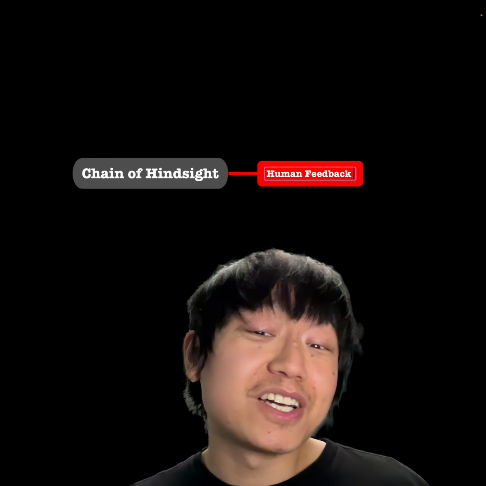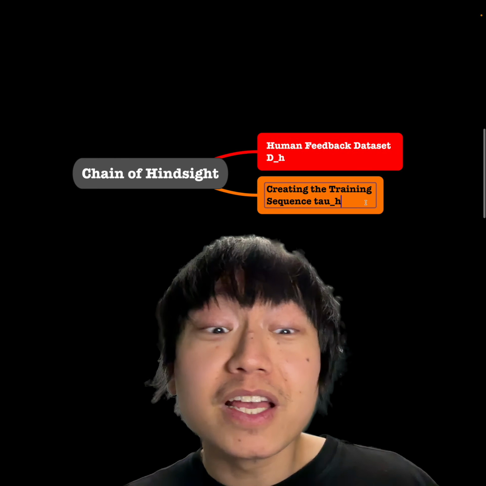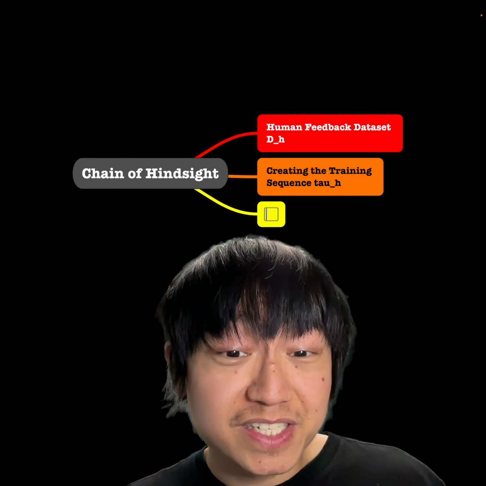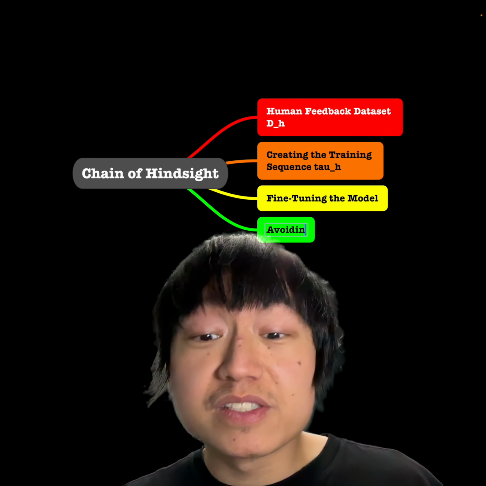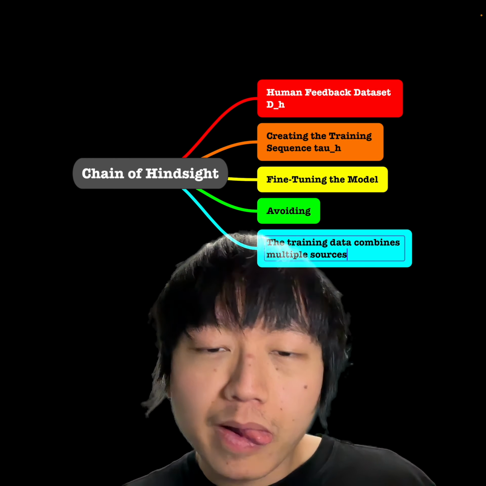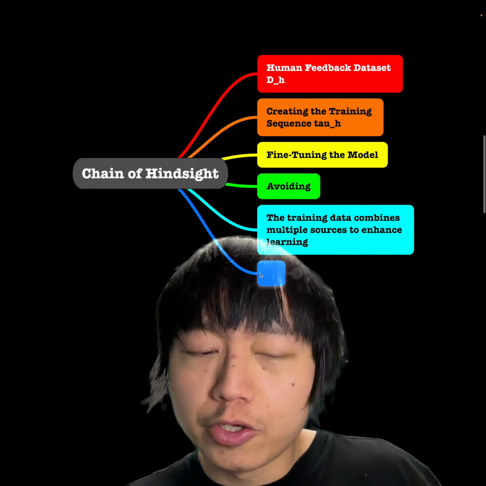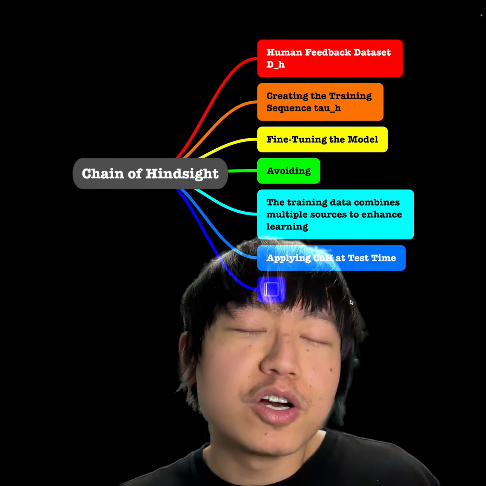In today's video, I want to talk about chain of hindsight, which is a method that's designed to improve a language model's performance by teaching it to learn from past mistakes and using feedback. It involves presenting the model with a sequence of its previous outputs, each annotated with human feedback, and training it to produce better responses over time.